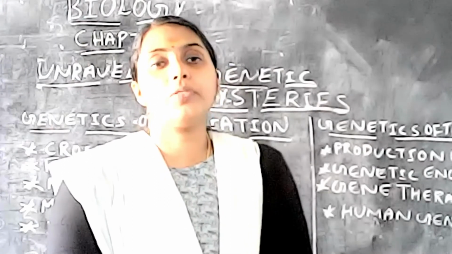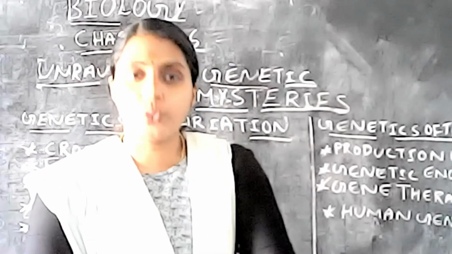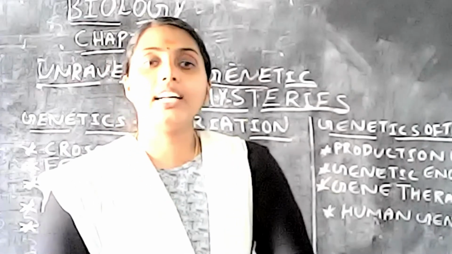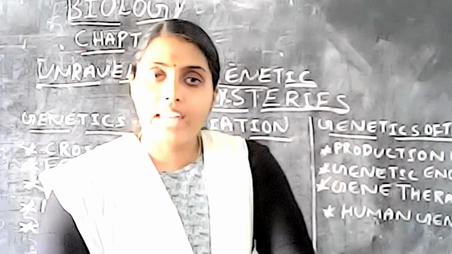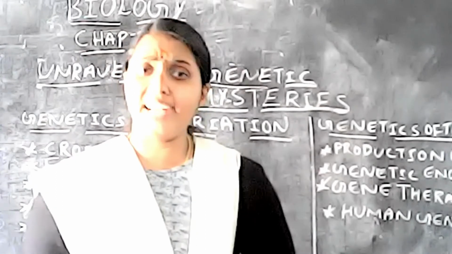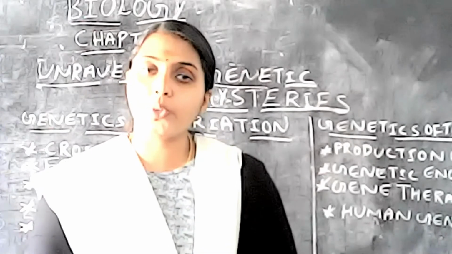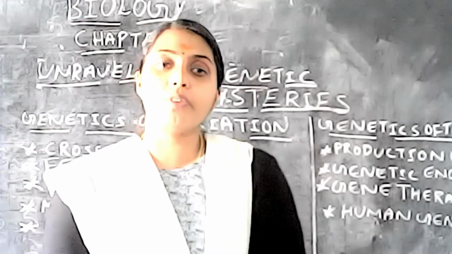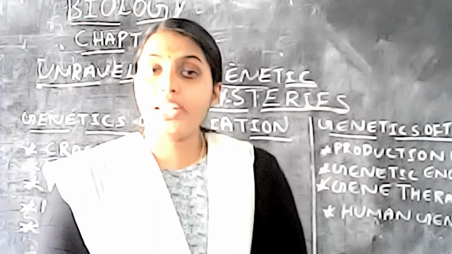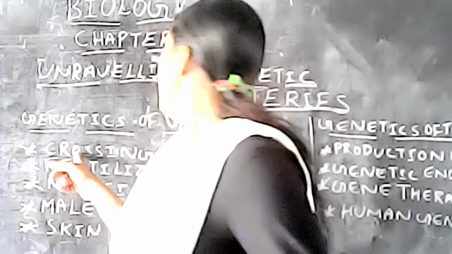Once more I will repeat for you. Mutation means a sudden heritable change in the genetic constitution of an organism, and this sudden heritable change results in variation. The reasons for mutation are radiation, the action of certain chemicals, or changes in the genetic constitution. The first reason for variation is mutation. Second, you are going to study crossing over.